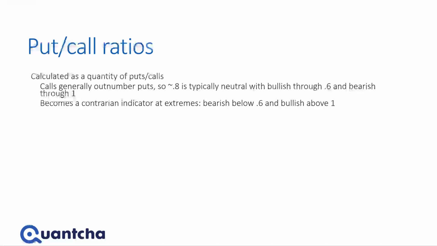So think of it as saying if there's 3 puts to every 5 calls, it's considered fairly bullish, whereas 1 put per call is considered bearish. However, it does become a contrarian indicator because at the extremes, it becomes bearish below 0.6 and then bullish as it passes that 1-to-1 ratio.